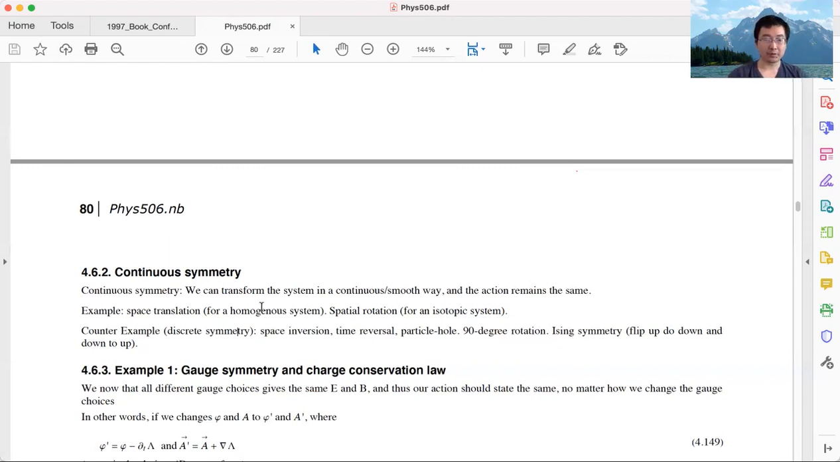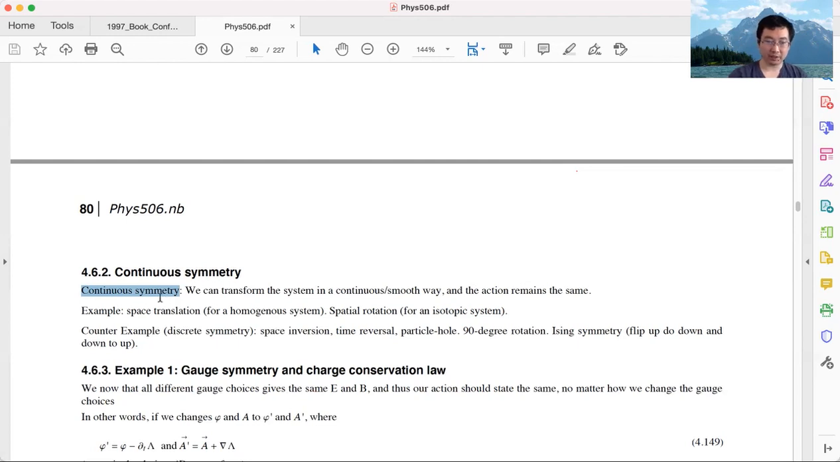Like translation and rotation, those types of operations are known as continuous transformations. For example, with rotation, I can rotate my system gradually to my targeted position. I don't need to jump to it. But for space inversion or time reversal, those transformations are discrete. It's a jump. So if the transformation we use to define the symmetry is continuous, we call it a continuous symmetry. If it is discretized, we call it a discrete symmetry.